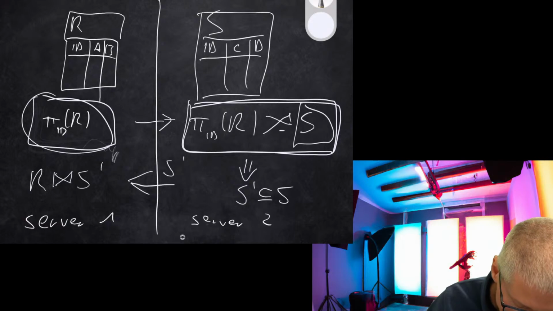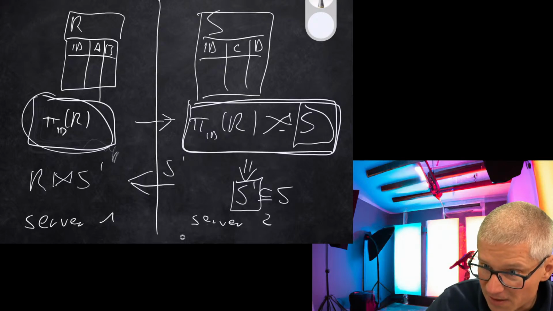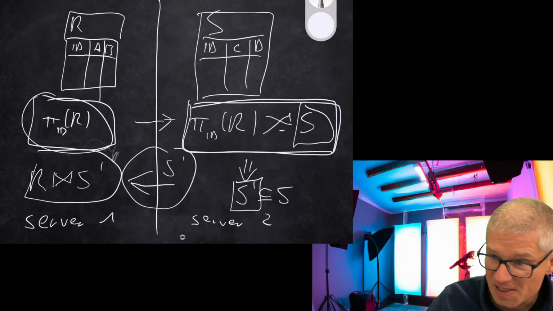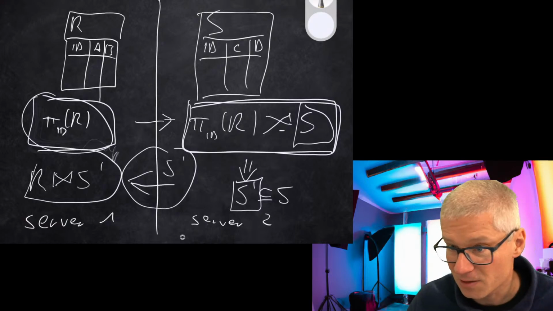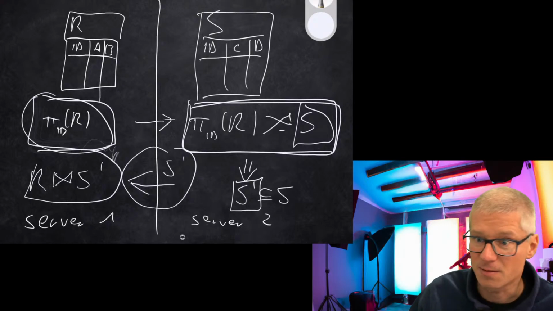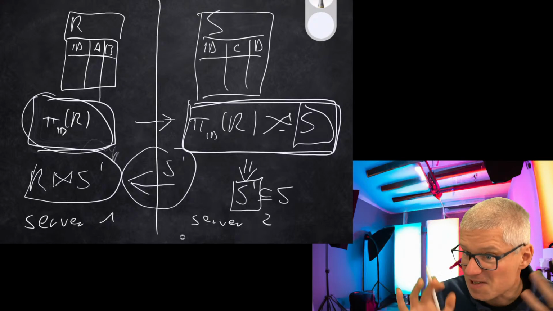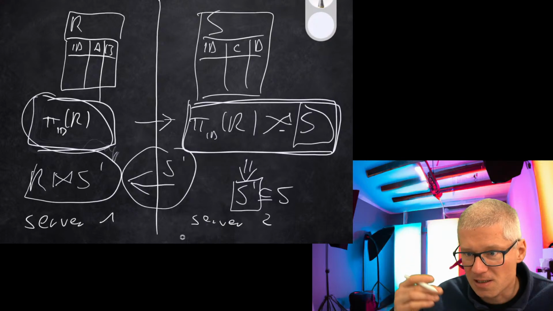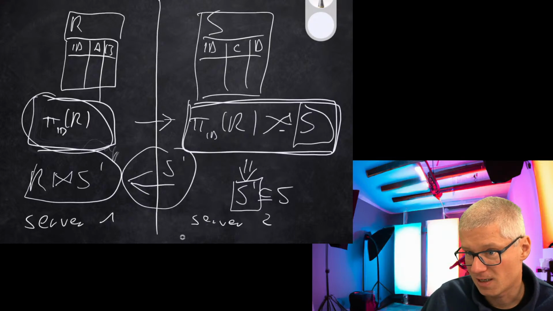Yeah, then you only send over those tuples S prime. That is a set of tuples that take part in the join with R. Send them over. Then you do the actual join, and the result of that is the same as shipping all of S to server 1 in the first place and then joining it. You just ship less data. It doesn't have to reduce the size of S, but depending on statistics and selection conditions, it can make a difference.